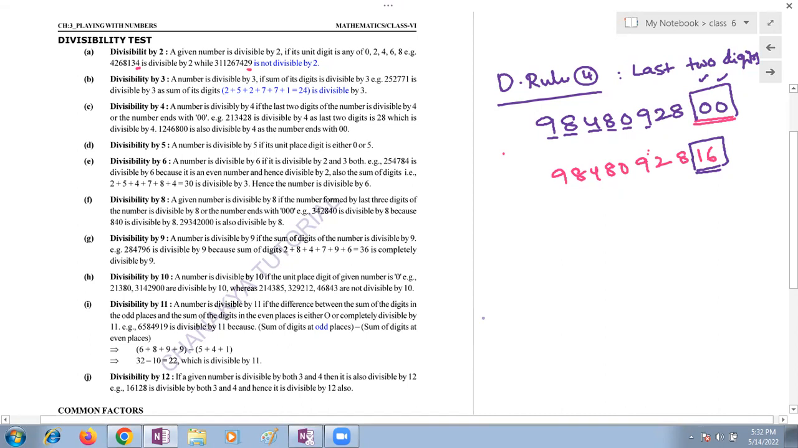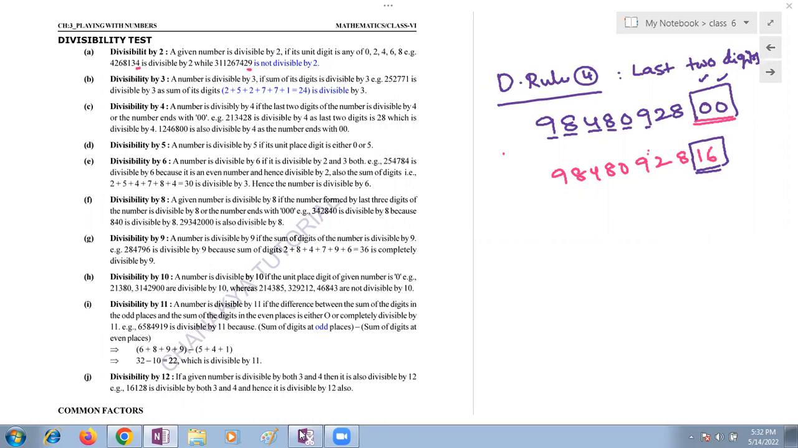Ma'am, the 3 and 9 rules are the same, ma'am. And 4 and 8 are the same, because in 4 we take the last 2 digits. Ma'am, and 6 and 12 are also the same, because 6 involves 2 and 3. If the number is divisible by 2 and 3, and for 12, if the number is divisible by 3 and 4, so it is easy. Yes, same rule.